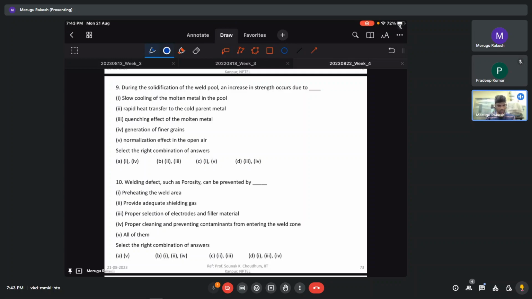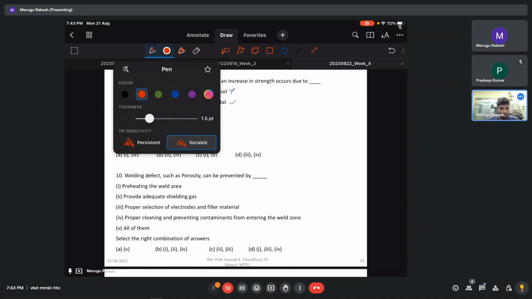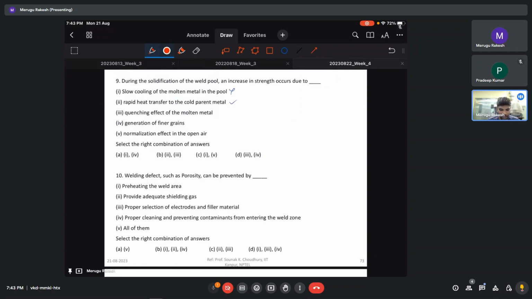So let us see about the ninth question. During solidification of weld pool, an increase in strength occurs due to. Okay. So slow cooling of the molten metal in the pool? No, it is always very fast. Okay, it's not slow. Rapid heat transfer to the cold parent metal? Yeah, this is true because it is faster. And then actually the quenching effect of the molten metal, that is true.